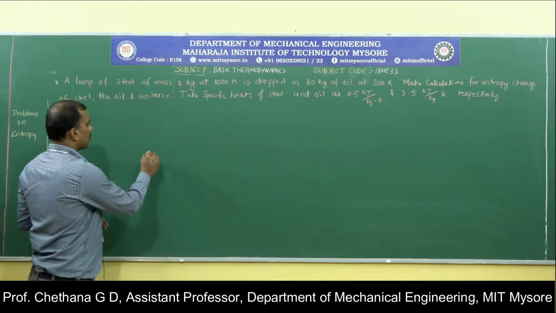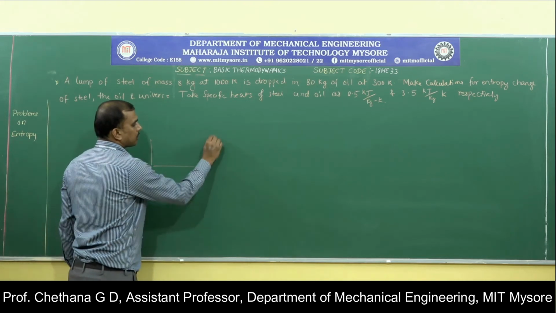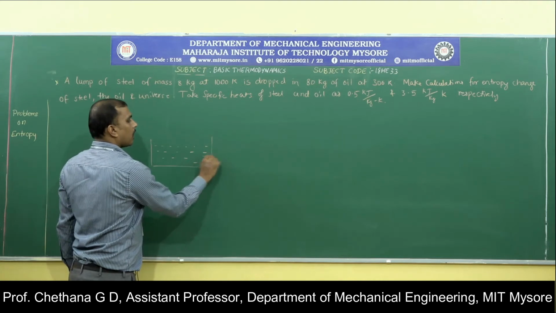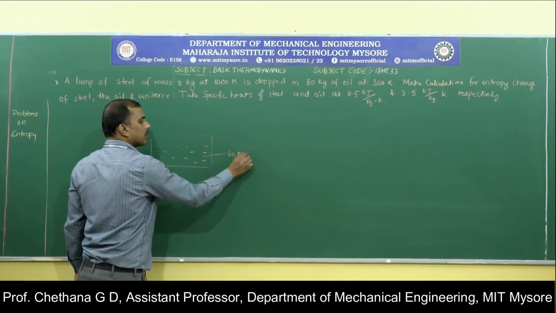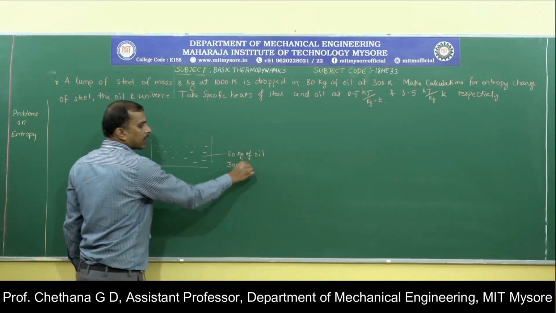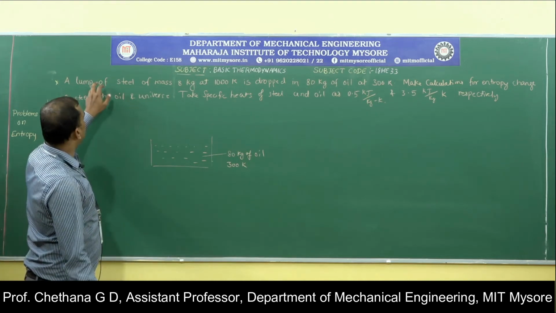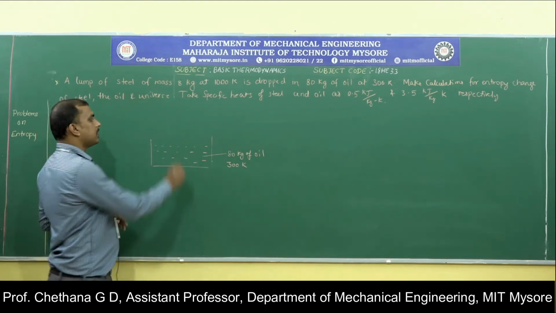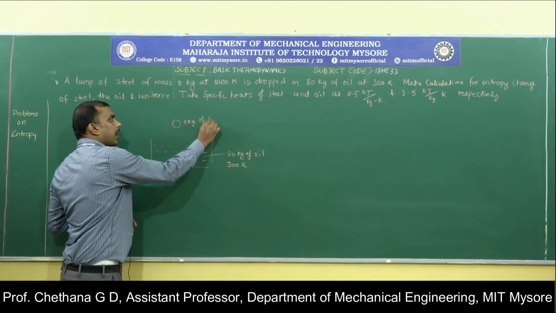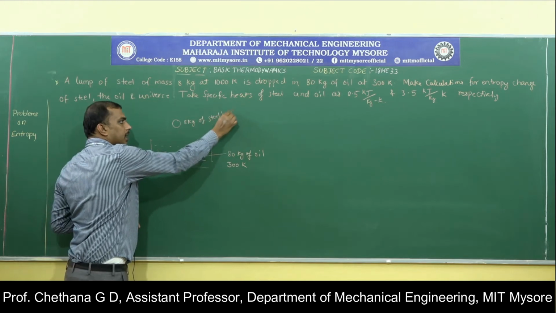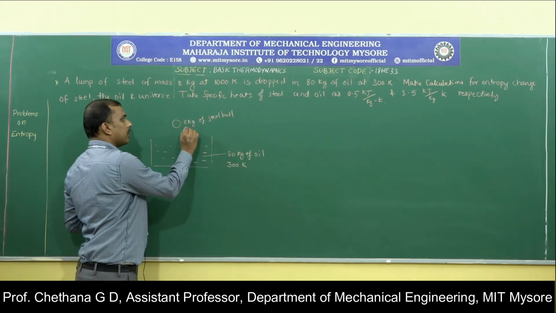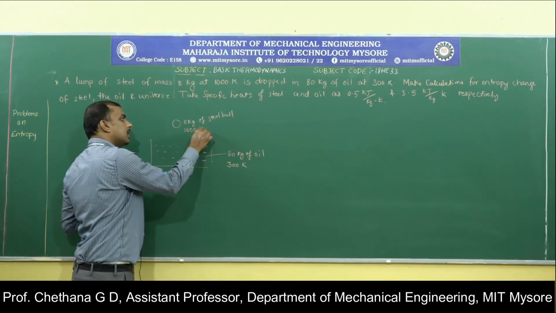So if you want to represent it with a block diagram, there is 80 kg of oil. Now this is at 300 Kelvin. On the other hand, there is 8 kg of steel ball, which is at 1000 Kelvin. So the temperature of this is given, which is at 1000 Kelvin.